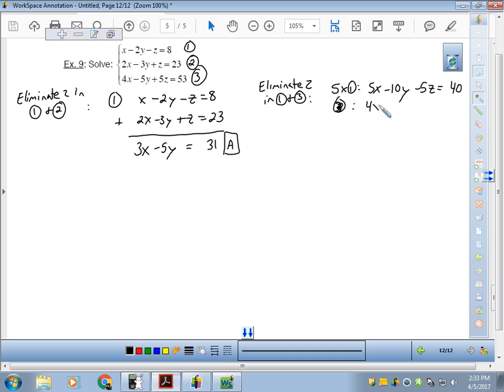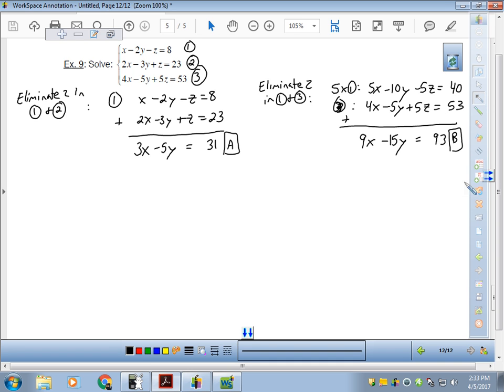So that's 4x minus 5y plus 5z equals 53. I'm just going to add those together. 5x plus 4x makes 9x. Negative 10y plus negative 5y makes negative 15y. My negative 5z and positive 5z cancel. And 40 plus 53 gives me 93. And so that would be my B equation. So now I have eliminated z from 2 different sets of equations.